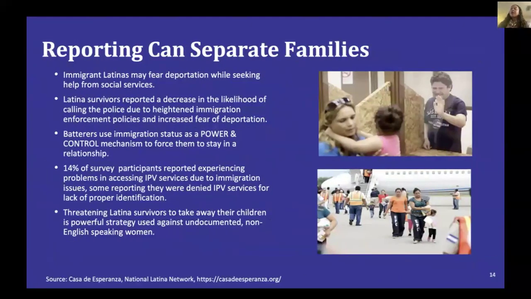Reporting can separate families. We've already talked about that as we see here. Threatening Latina survivors to take their children away is one powerful strategy that is used against undocumented non-English speaking women quite a bit, because their children and their family mean everything to them. And so if you threaten to take their children away, many of them feel that they might as well just stay in the situation than risk losing their family. Next slide.